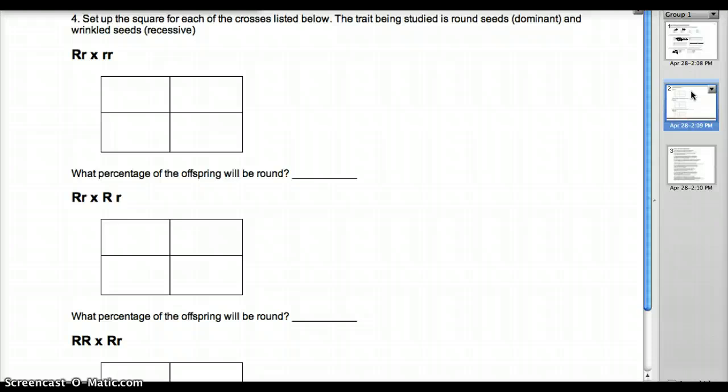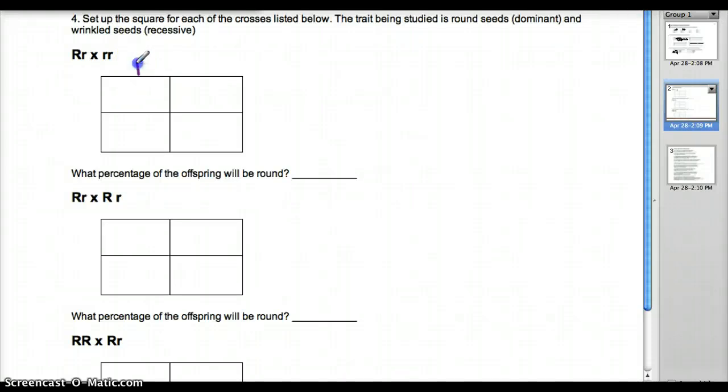Okay, now you've got to do Punnett squares. You're going to take the information that we've been talking about, because you're looking at genotypes, and then we'll be looking at phenotypes when we're trying to figure out our percentages. It says set up the Punnett squares for the crosses listed below. Round seeds are dominant, wrinkled seeds are recessive. So we're going to set it up.